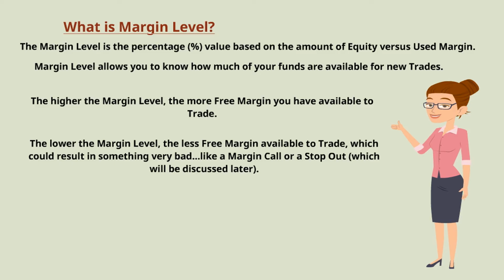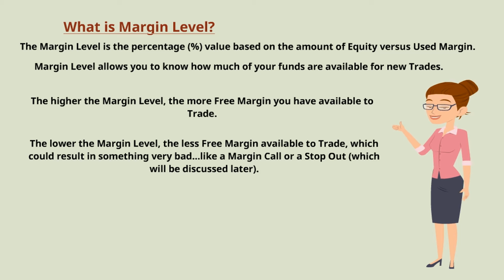Let's discuss what margin level means. The margin level is the percent value based on the amount of equity versus used margin. Margin level allows you to know how much of your funds are available for new trades. The higher the margin level, the more free margin you have available to trade. The lower the margin level, the less free margin available to trade, which could result in something very bad like a margin call or a stop out, which will be discussed later.